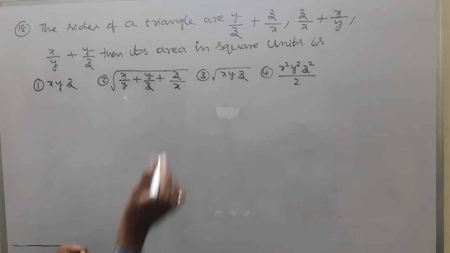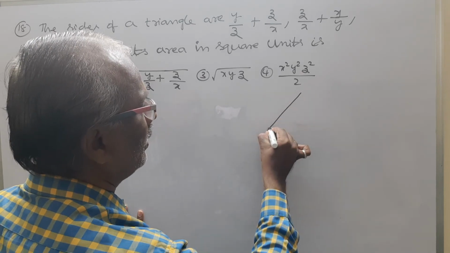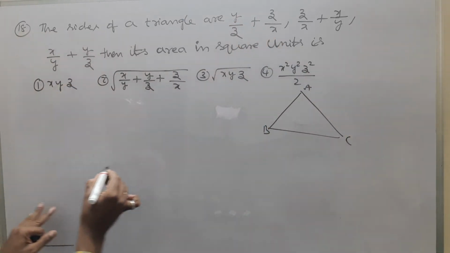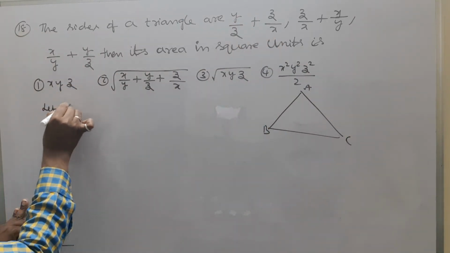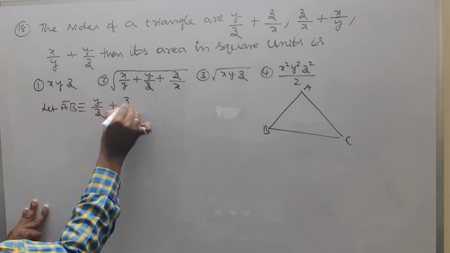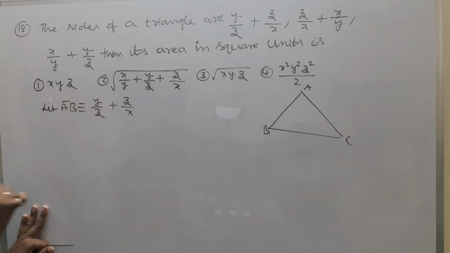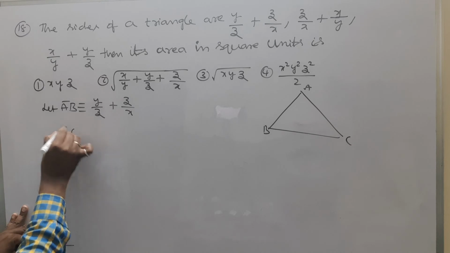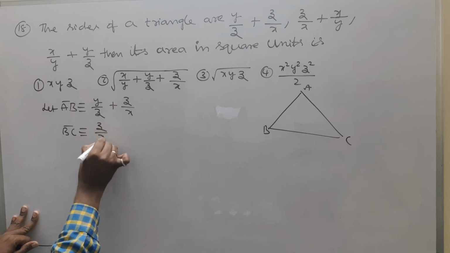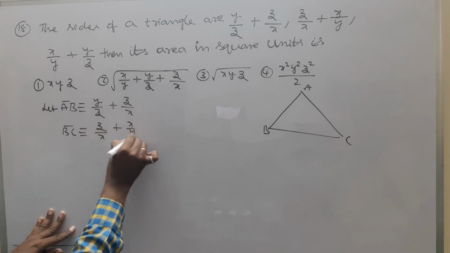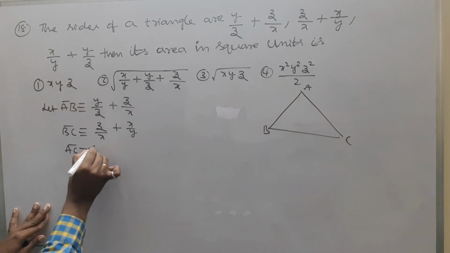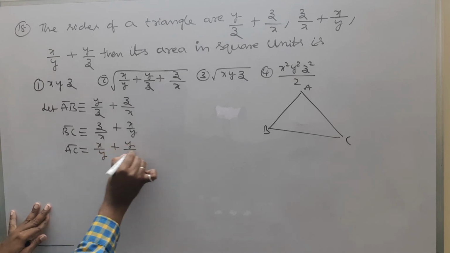Here to observe the sides A, B, C. First let AB be the side given as y by z plus z by x, in variable form. Next let it be BC, z by x plus x by y. And the last one AC, this is the side AC, x by y plus y by z is given.